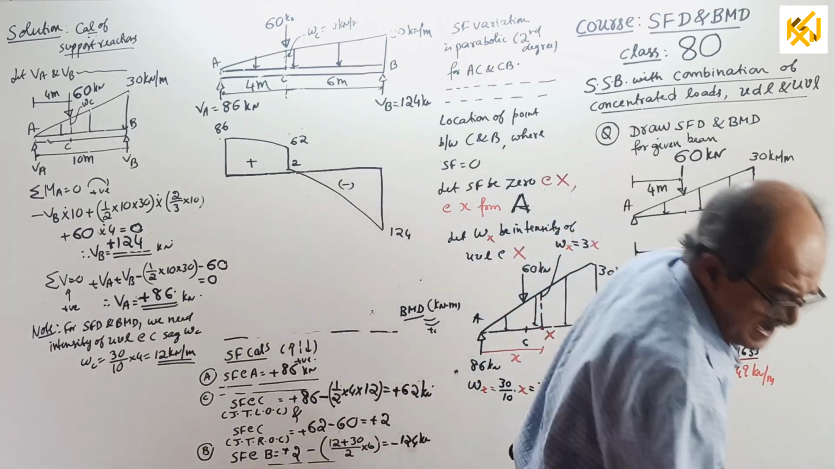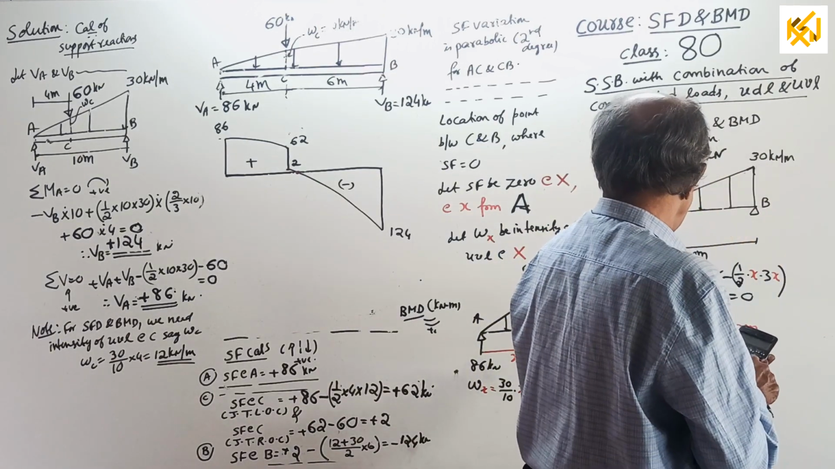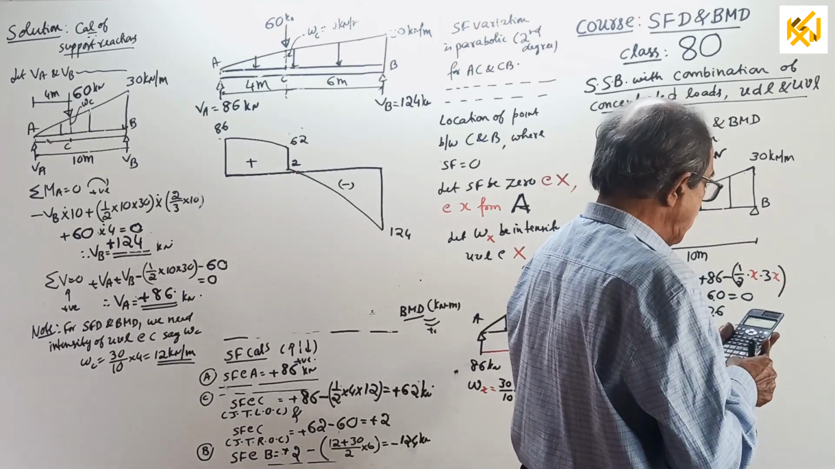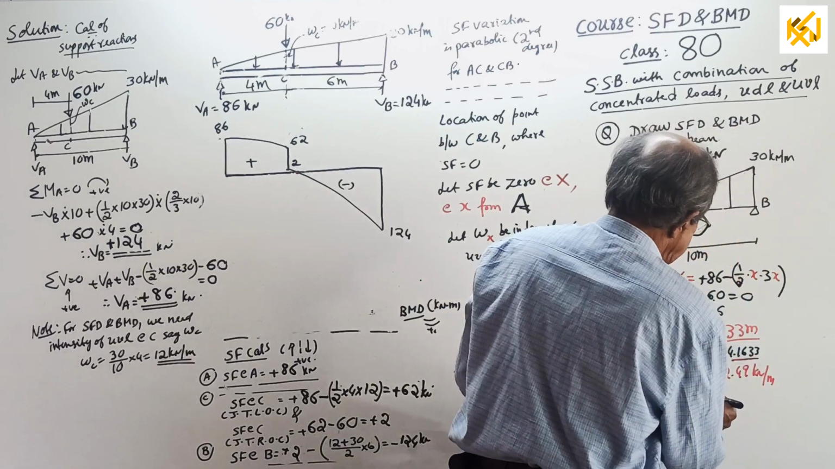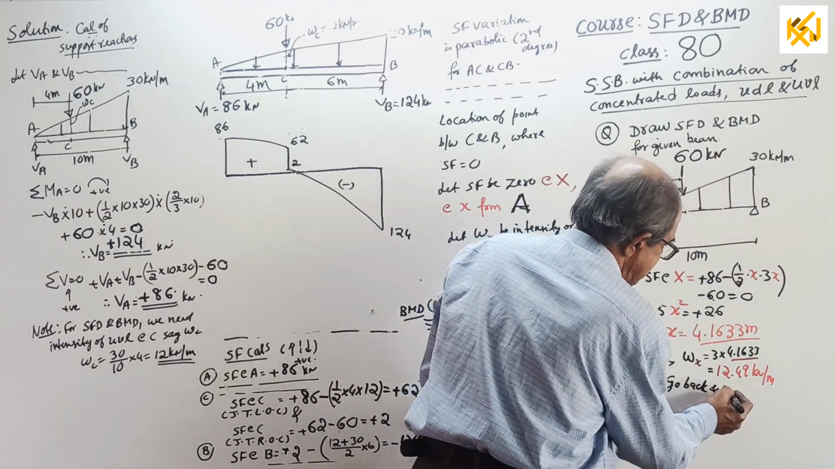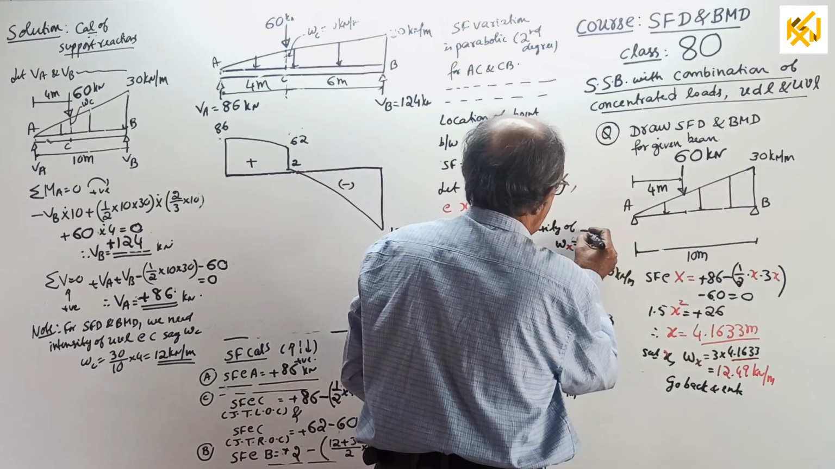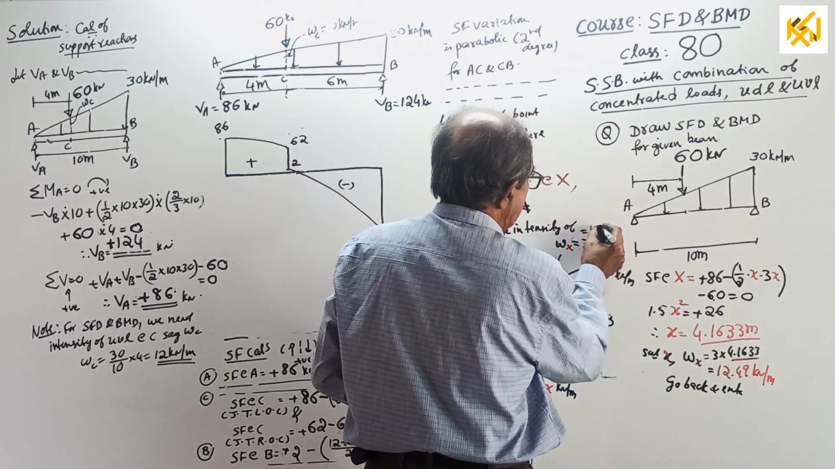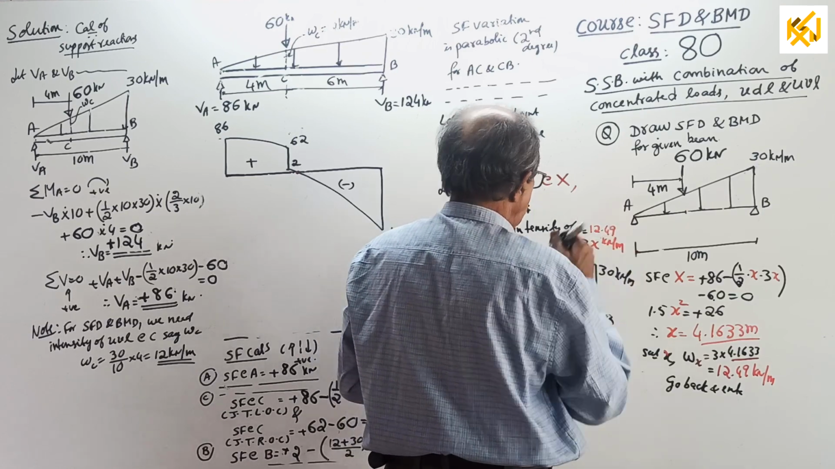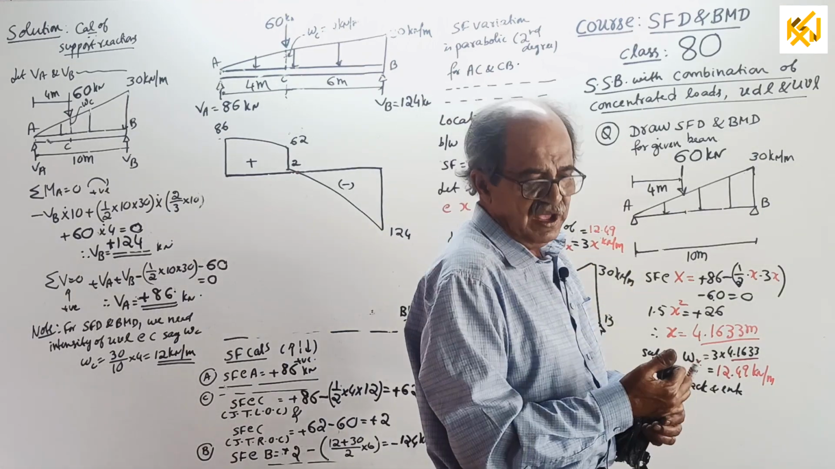Just check the answer once again. How much is it? 3 into 4.1633. Okay, 12.49 kN per meter. Right here, go back and enter here, or equal to 12.49 kN per meter. Okay, now almost everything is ready.